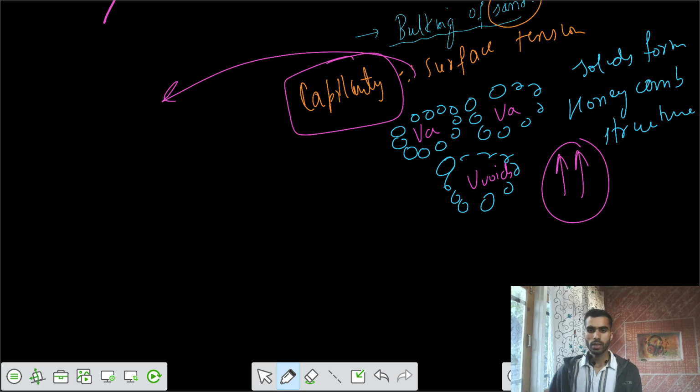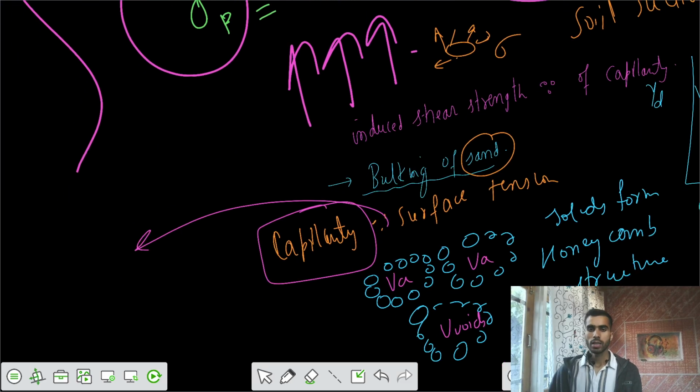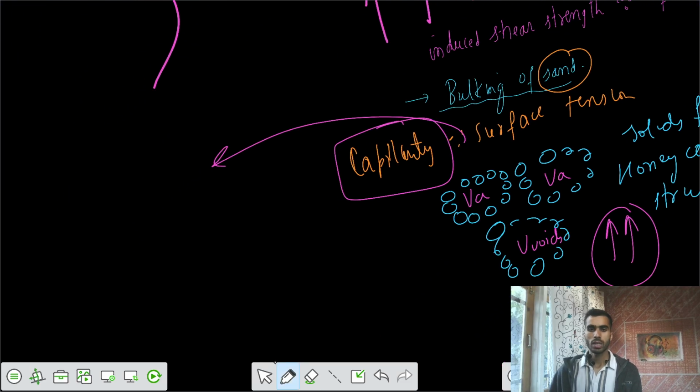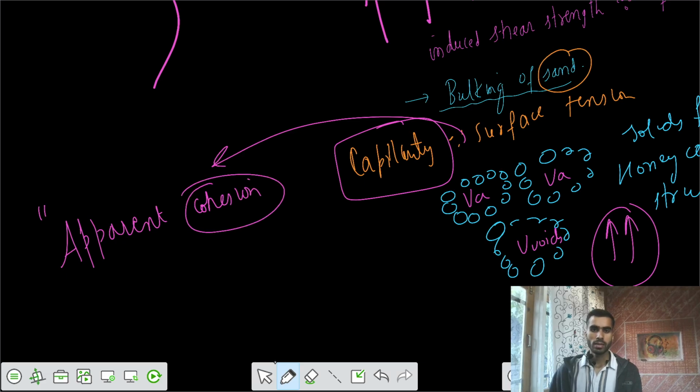We saw that there was that induced shear strength. That's also, we can say, apparent cohesion. So this is the concept of how apparent cohesion develops in the sand. What does cohesion mean? We can see it in this concept, that's your honeycomb structure.